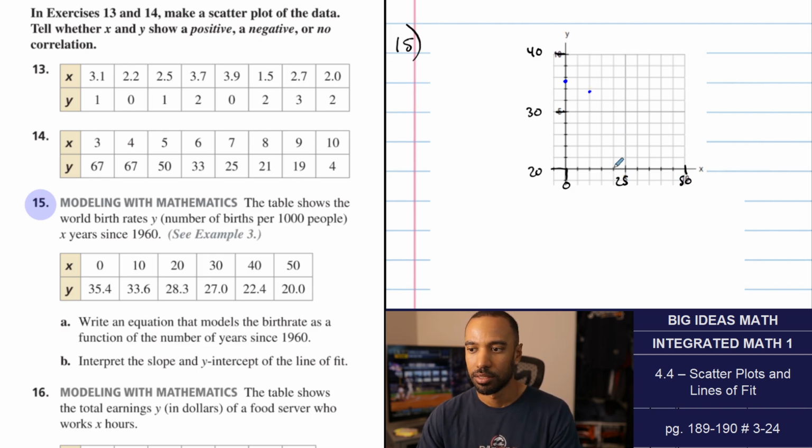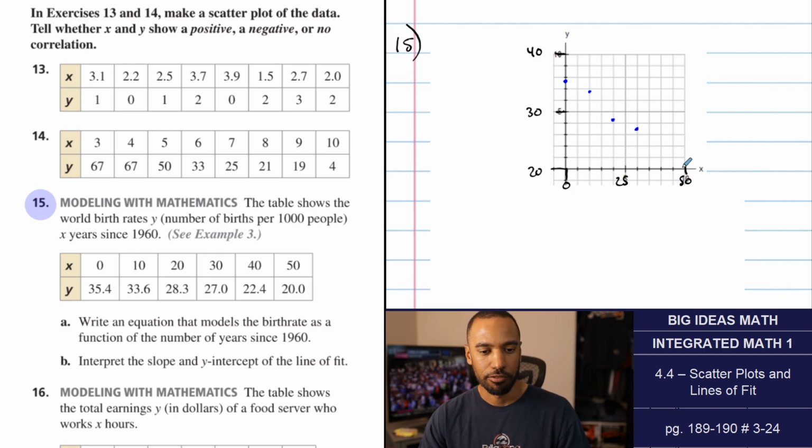When X is 20, Y is 28.3. So here's 28. This is a little tougher to do. Oh, that's a little high up because 29 is in between. This is kind of tougher to do. When X is 30, Y is 27. Now that's 20, 22, 24, 26, 27.